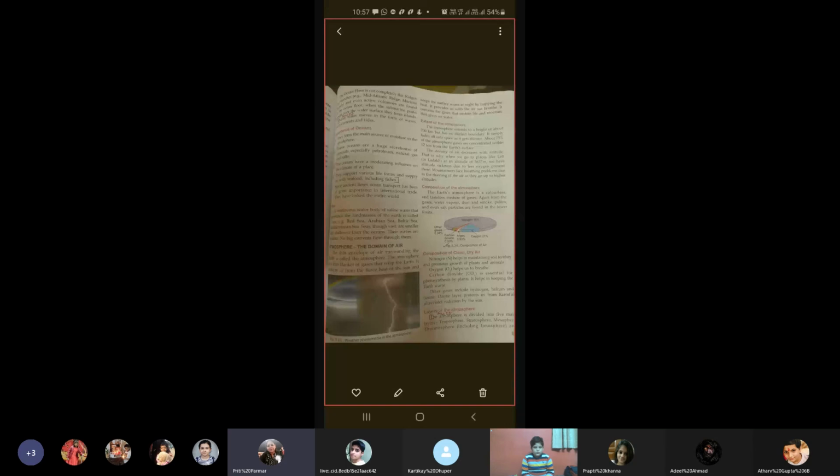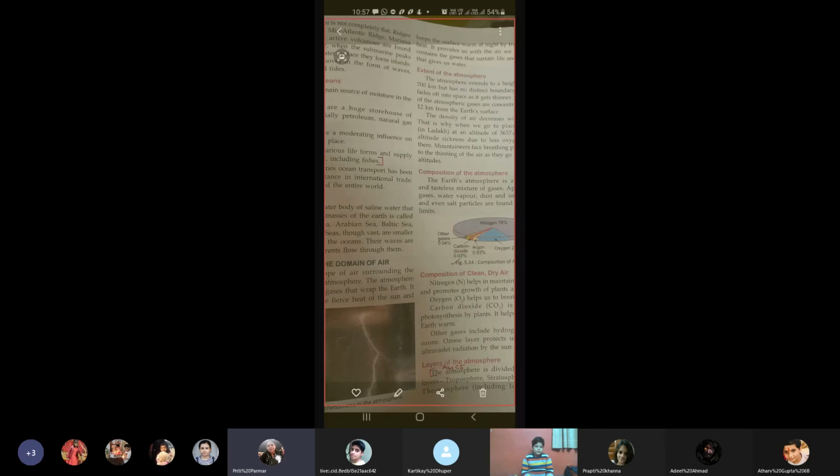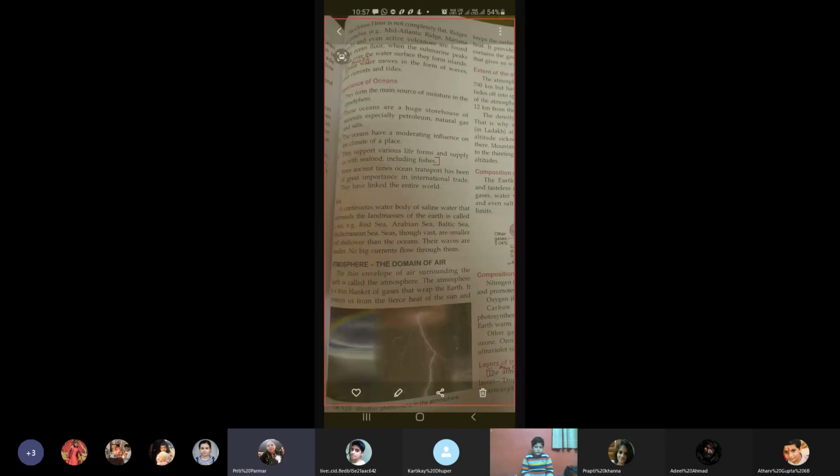They form the main source of moisture in the atmosphere. Now, oceans are the major source of moisture. Why? Because evaporation takes place here because a lot of water is here, so evaporation is more here. And this helps in the formation of clouds full of water and then helps in rainfall. So it maintains the hydrological cycle, so it is important. Then these oceans are a huge storehouse of minerals, especially petroleum.